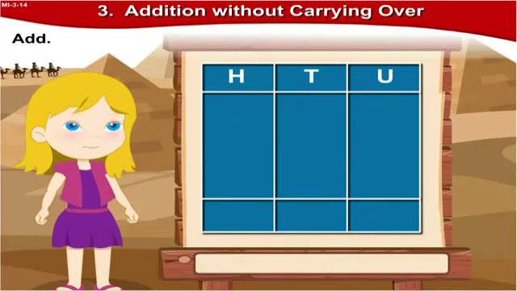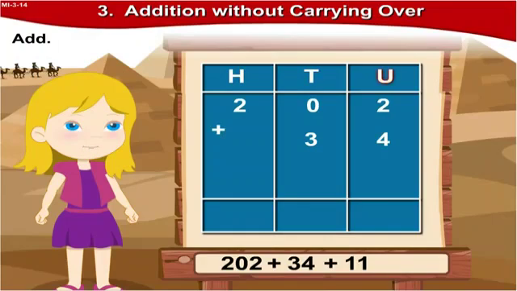Now the next sum. 202 plus 34 plus 11. First, we'll arrange them in vertical order, writing hundreds, tens, and units. Now, 202 would be 2 hundreds, 0 tens, 2 units, plus 34, that is 3 tens, 4 units, plus 11, which is 1 ten, 1 unit.